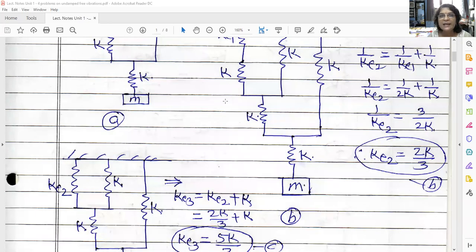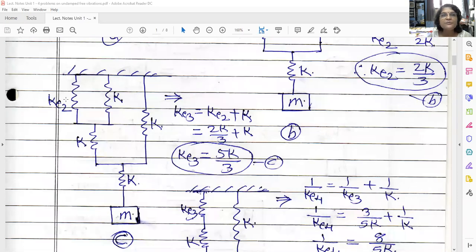So let us see this diagram C now. Okay. So here spring Ke2 and here this spring K. Now I have to combine these two springs. These two springs are connected in parallel. So how to find out their combined stiffness Ke3? Just adding their stiffnesses. So Ke3 is equal to Ke2 plus K. So 2K upon 3 plus K will give you Ke3 is equal to 5K upon 3. Okay. So in the next diagram, instead of these two springs, I will just draw one spring representing Ke3.